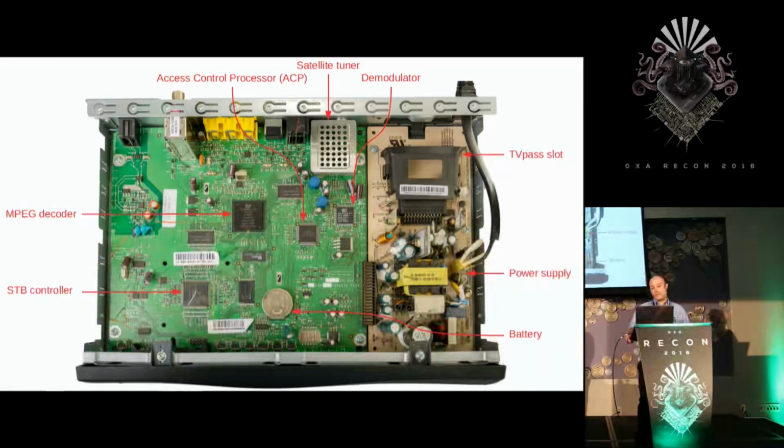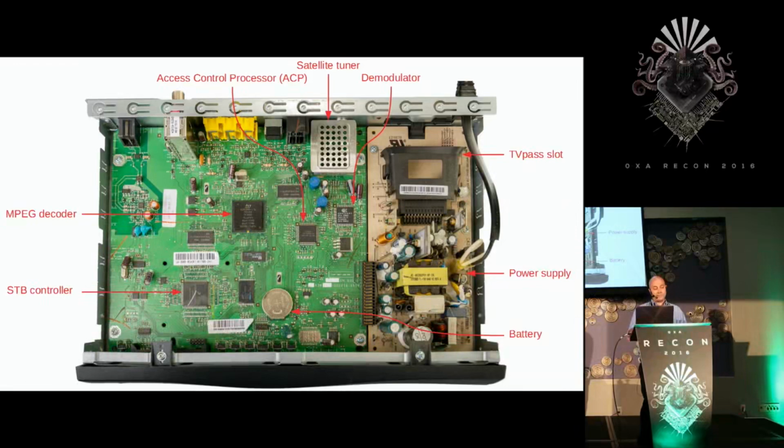There's a 68K microcontroller that acts as the set-top box main controller. It communicates with the MPEG decoder as well as with the ACP via an SPI bus. A battery is used to provide a backup power to the ACP, so it always retains its RAM contents even if the box is unplugged.